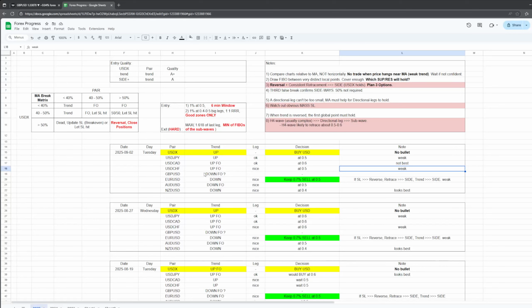Okay, so let's write it down. Pound USD, trend is down. I would say leg size is small, that's why we're gonna wait.